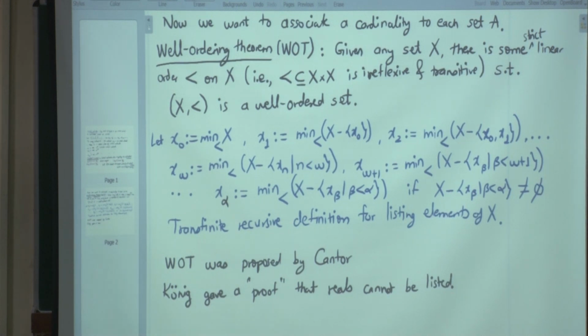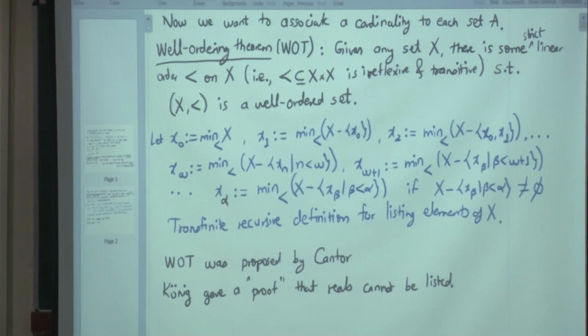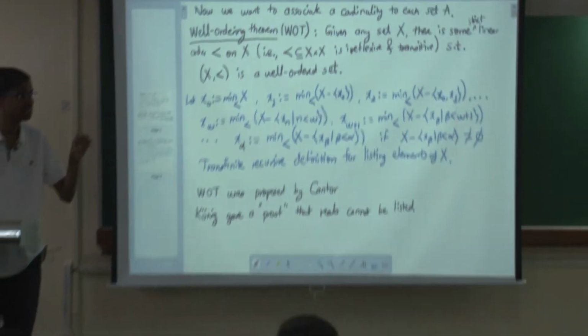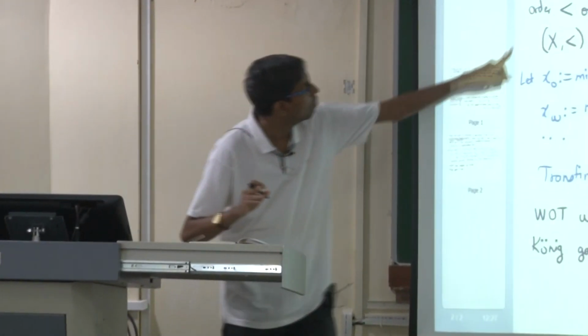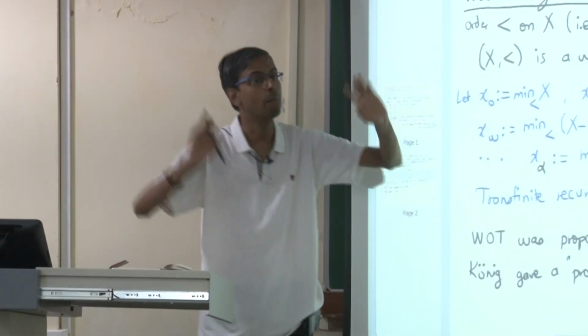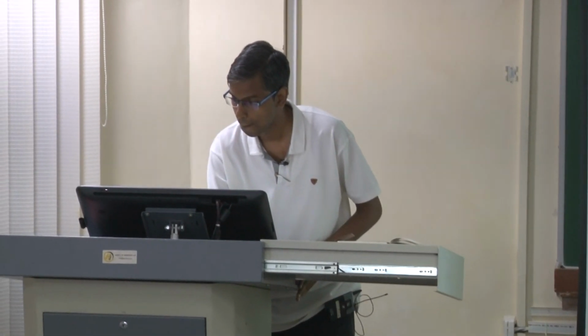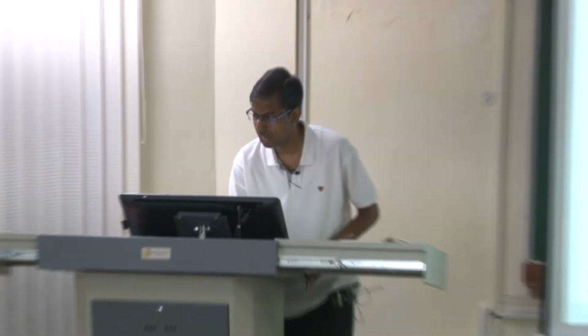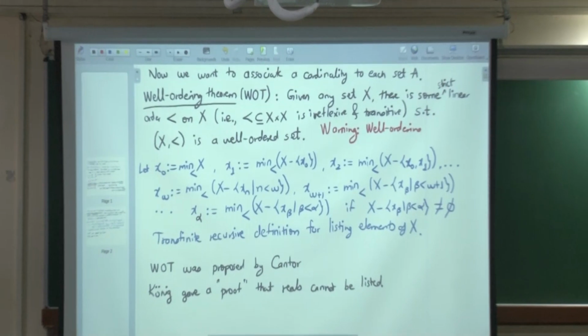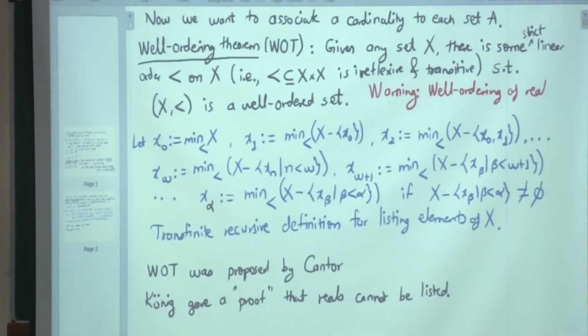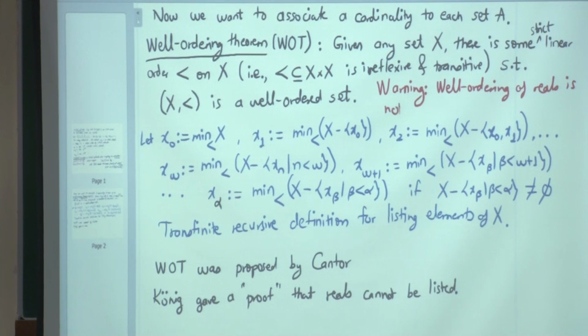See, when we say real numbers can be well ordered, the warning is that we are not well ordering them with respect to the usual linear ordering. The usual ordering, like pi is less than 4, 3 is less than pi, that kind of ordering is not there. So that's a warning. Maybe I should write it here. Warning: well ordering of reals is not the usual ordering.